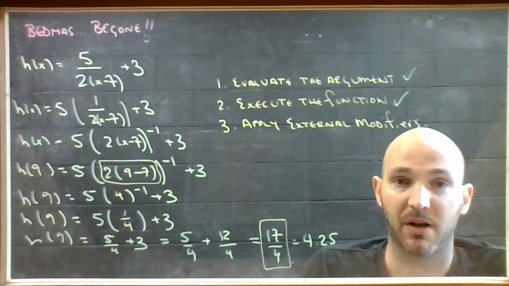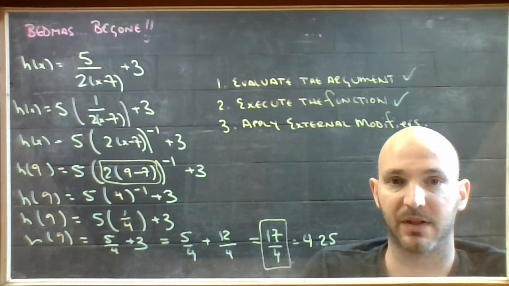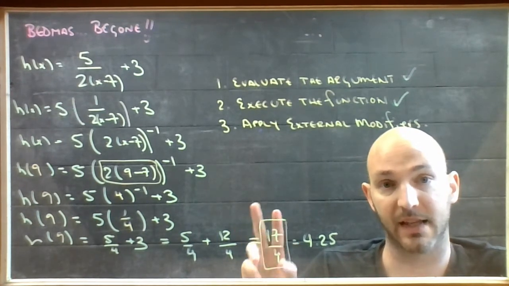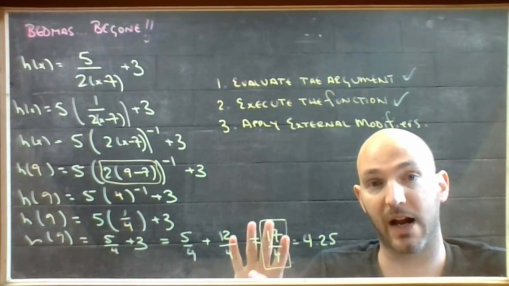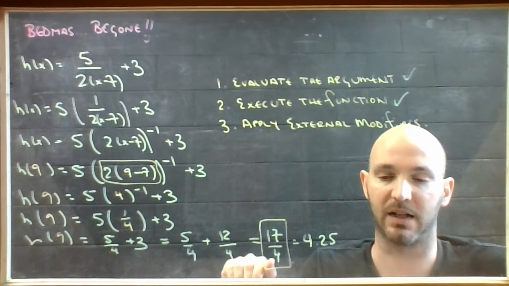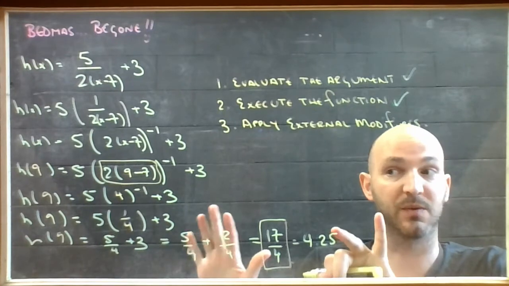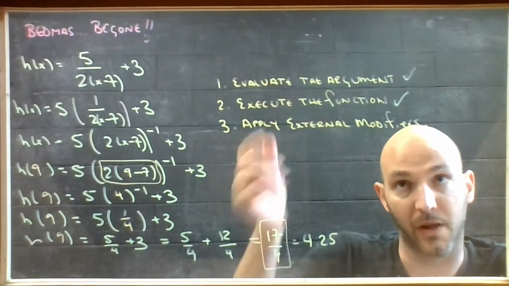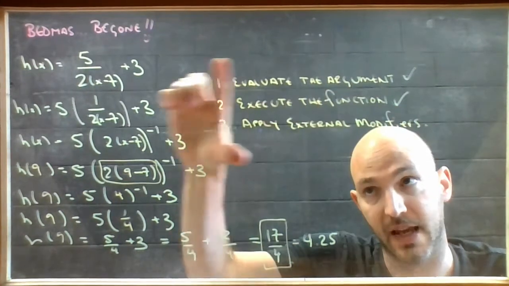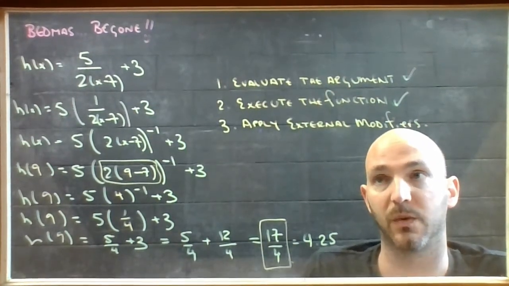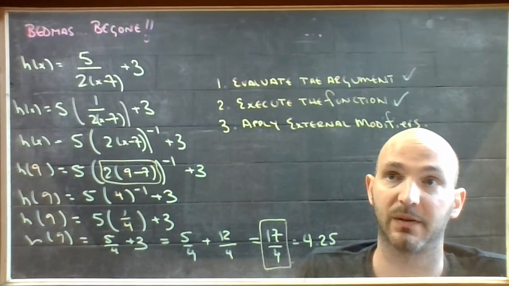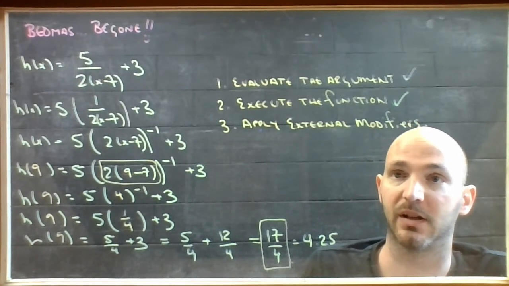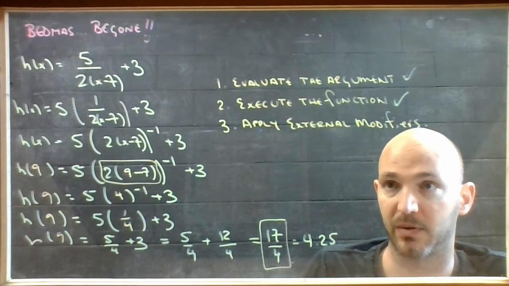So the practice problems have a whole mix of things from the different functions. They have sines and cosines, parabolas, cubics, rationals, radicals, exponentials, and logarithms, which are the 7 base functions that we're going to work with. But all 7 of those functions follow the same 3 sets of rules. You must evaluate the argument first, and then you must execute the function, and then, only then, do you apply the external modifiers.